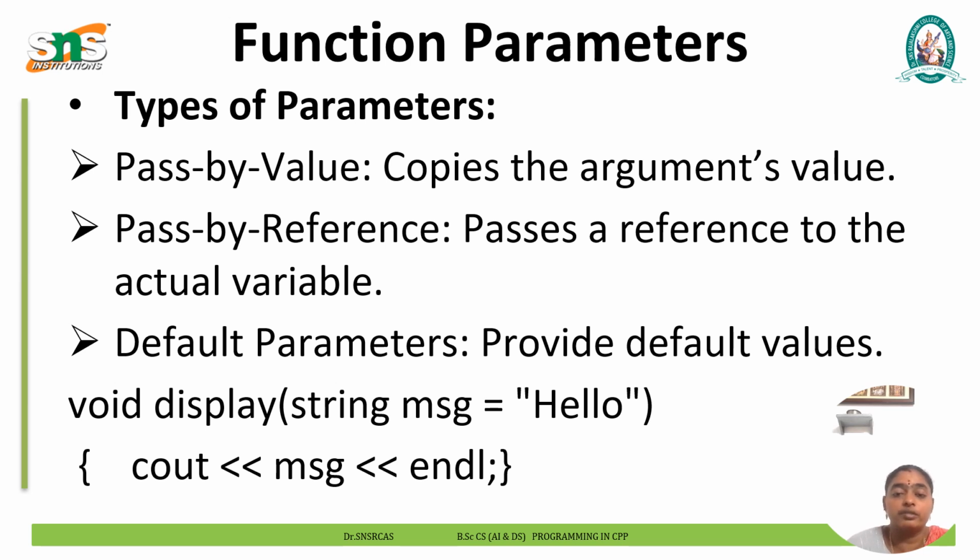The third one is the default parameter, providing a default value to the parameter. For example, void display(string msg = "hello"). Here void is the return type, display is the function name, string is the data type of the argument, and msg is the argument variable. Inside the parameter list, you assign a value to the msg variable, that is hello. And inside the function definition, that formal parameter's content is displayed with the help of a cout statement.